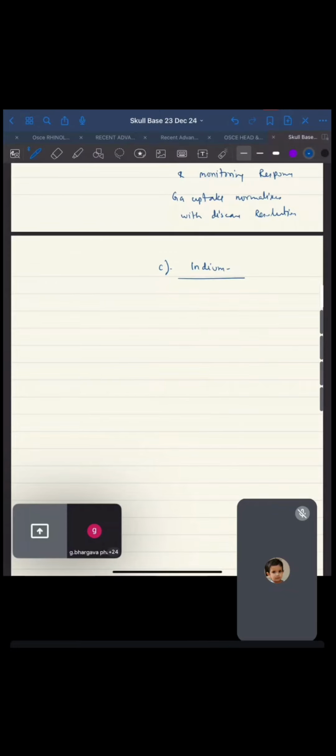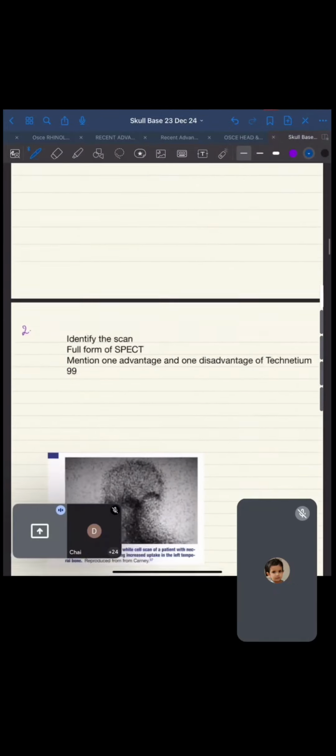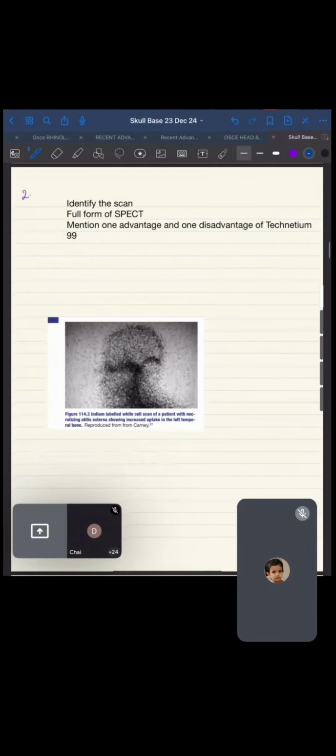Then comes the third, another name you should remember: indium. What is this? This is a labeled leukocyte scintigraphy. And fourth, this is your SPECT. Full form of SPECT? Single photon emission CT, computed tomography.